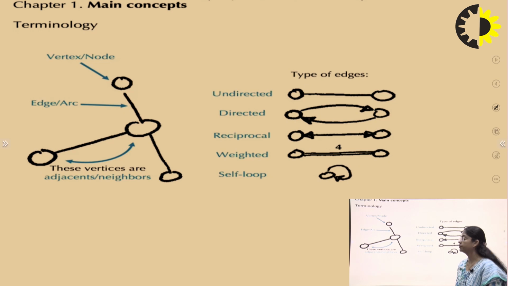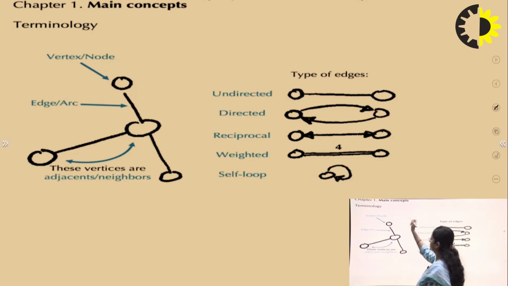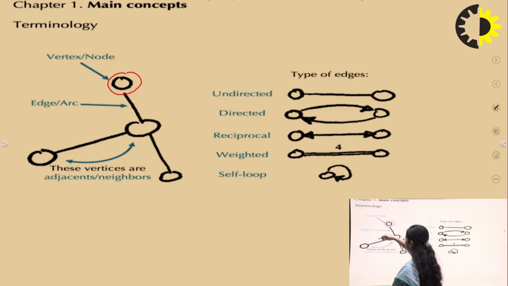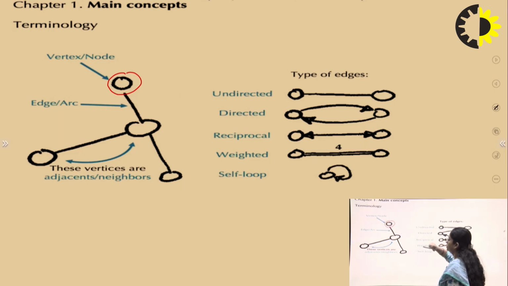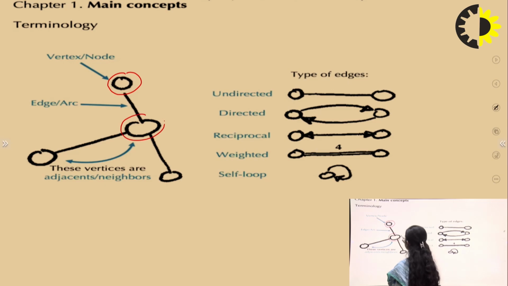Before studying the graph, we should know different terminologies. Firstly, this circle is a vertex, also known as a node. This is also a vertex, and they are connected through an edge or line, which is called an edge or arc. These vertices are adjacent and neighbors. This vertex is adjacent to this one, or we can say it is a neighbor node.